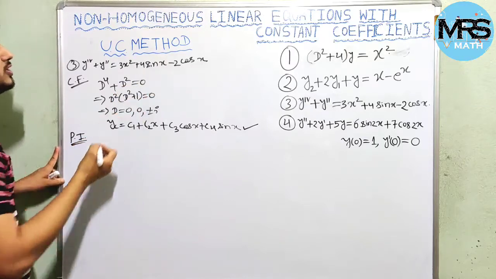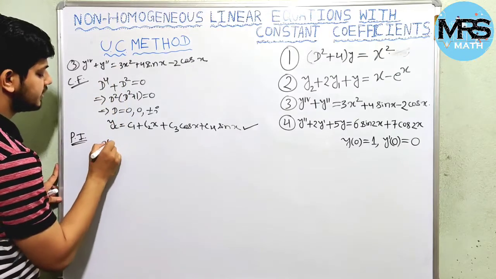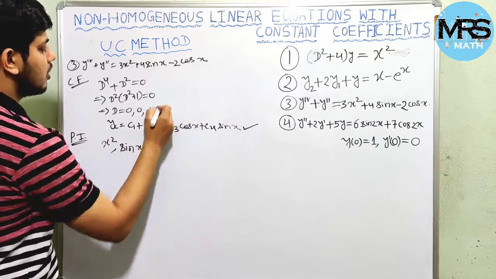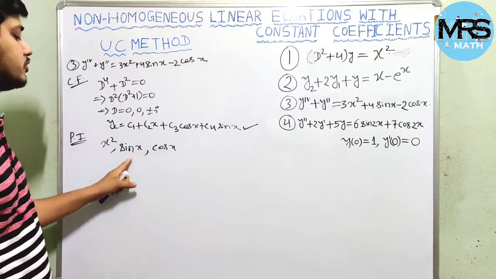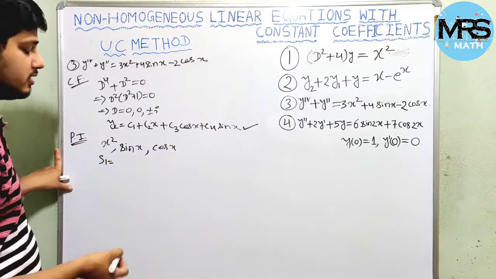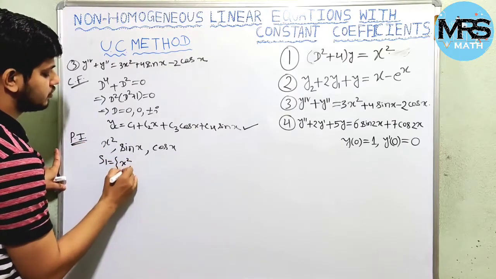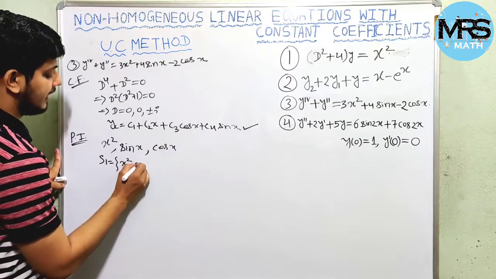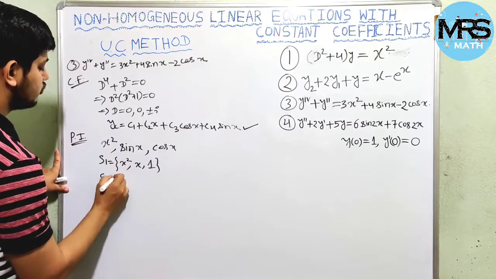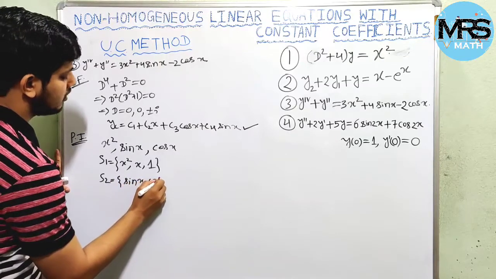Here, first of all, we will see what the undetermined coefficient functions are. The first one is x², then sin x, then cos x. According to these UC functions, what will be our UC set? For x², if you take h1, that will be x², then x, and 1. Now for h2, that is for sin x, that will be sin x and cos x.